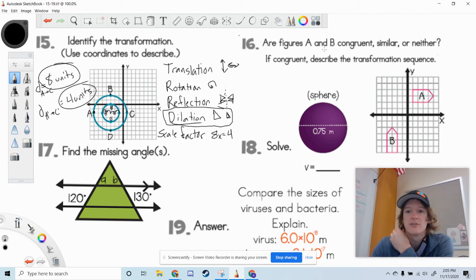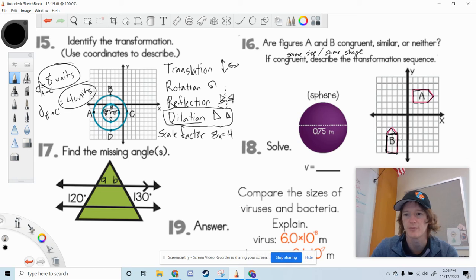Number 16, are figures A and B congruent, similar, or neither? If they're congruent, we need to describe the transformation sequence. So let's see. We have A and B. This one has like a rectangle here that's 3 by 2, 3 by 2. Let's see if this one's the same. 1, 2, 3 by 2. Yes, 3 by 2, 3 by 2. This graph's a little bit stretched out, but we can see that these are congruent. Congruent means same size, same shape.